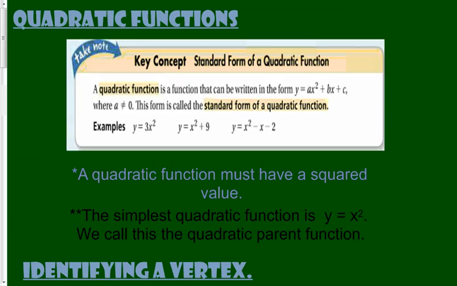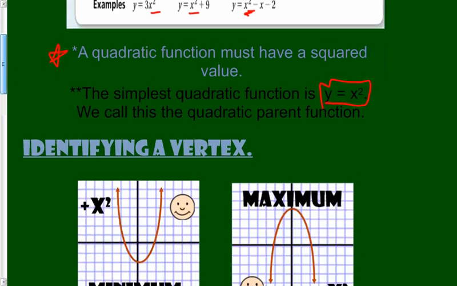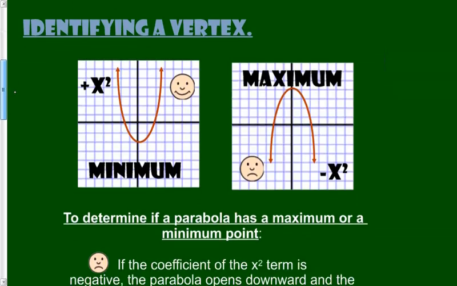So, quadratic functions. There's the definition again, and a couple of examples right there. A couple of notes, though. A quadratic function must have a squared term. If it doesn't have a squared term like all these do, it's not a quadratic function. And the simplest quadratic function, the parent function we talked about, is y equals x squared. So let's talk about that graph a little bit and identifying vertices.